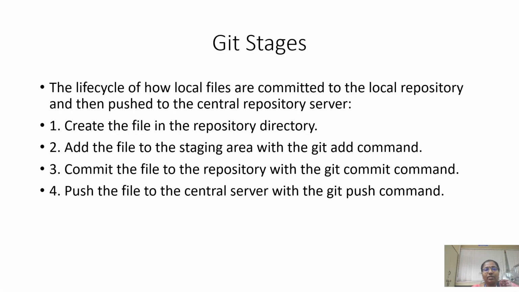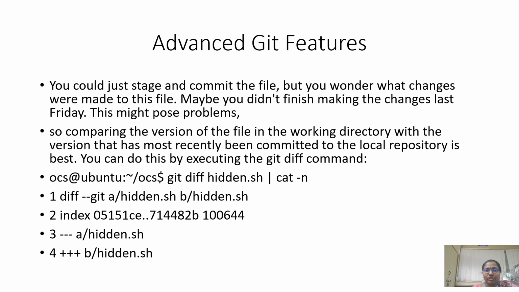Now the life cycle of how the local files are committed to the local repository and then pushed to the central repository server. First, you create the file in the repository directory. Next step is to add the file to the staging area using the git add command. Then commit the file to the repository with the git commit command. Push the file to the central server with the git push command.